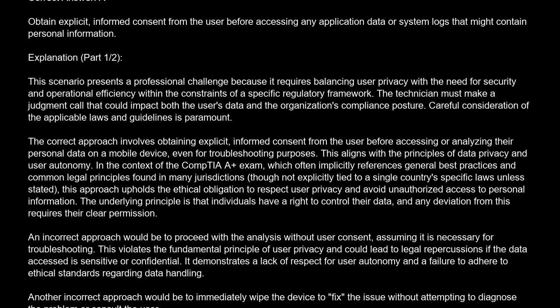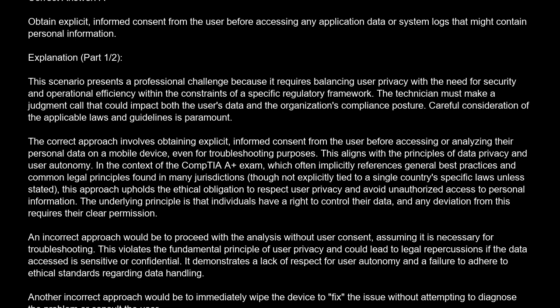The correct answer is A. Obtain explicit, informed consent from the user before accessing any application data or system logs that might contain personal information. Explanation. This scenario presents a professional challenge because it requires balancing user privacy with the need for security and operational efficiency within the constraints of a specific regulatory framework.